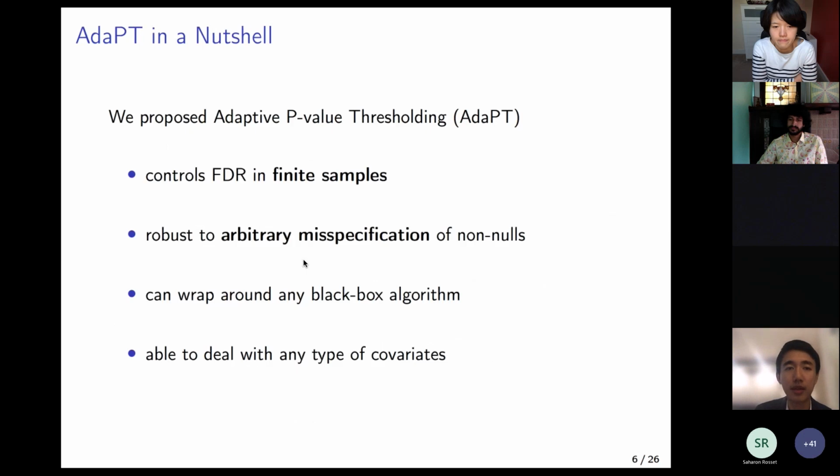So before talking about our method, in a nutshell, in this talk, I will present the ADAPT method, with full name Adaptive P-value Thresholding. This procedure is able to control FDR in finite samples under the standard assumptions in multiple testing, which I will elaborate on later. And the most important property is that it is robust to arbitrary misspecification of your model. So you can learn a model, but the model can be arbitrarily misspecified. And this method is able to wrap around any black box algorithm and is able to deal with any type of covariate, meaning that your covariate can be continuous, discrete, of mixed types, or high dimensional. Anything is fine.